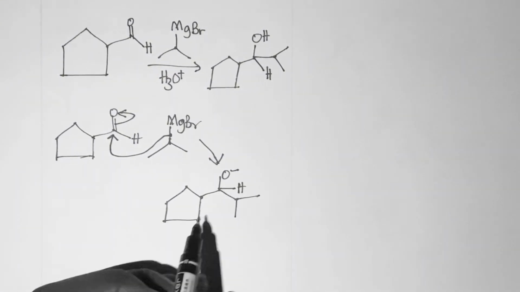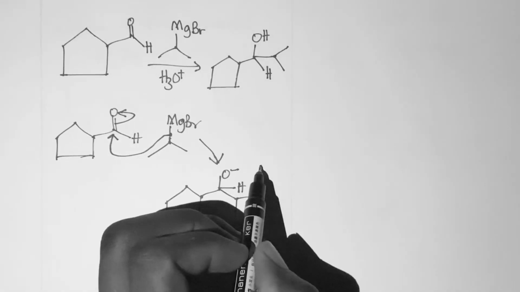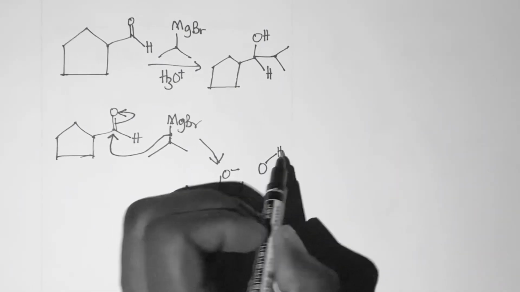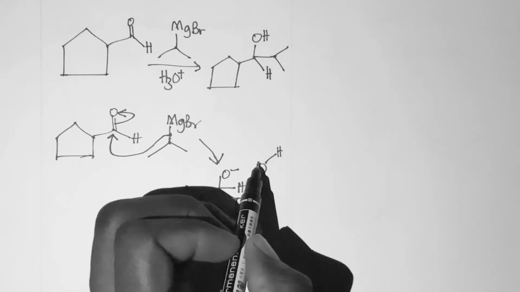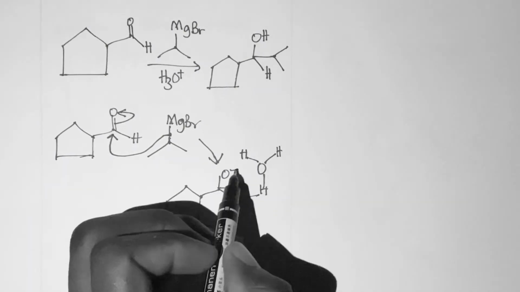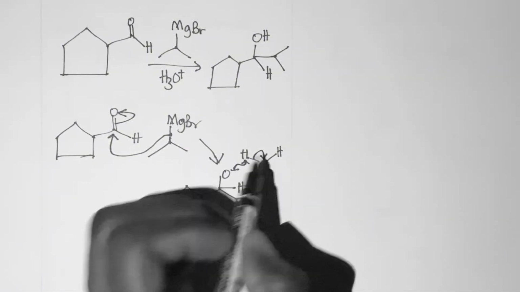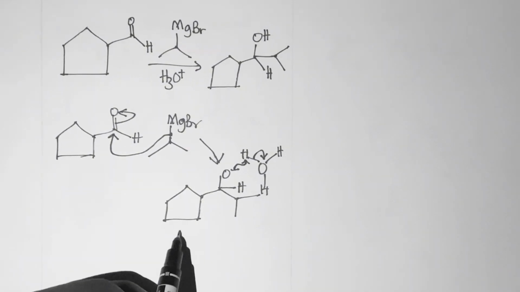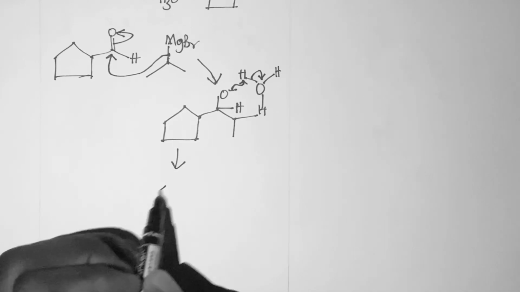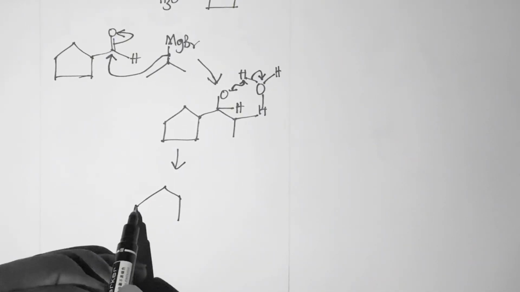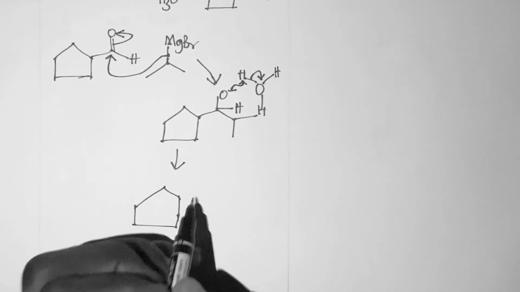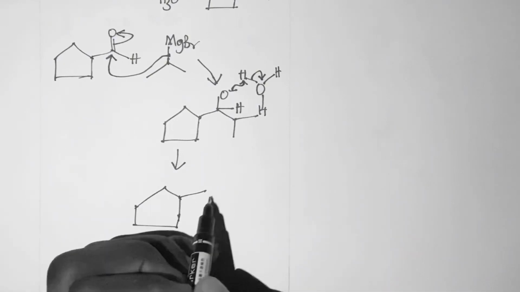Then remember that we have H3O plus in solution. So this is our hydronium ion. So what will happen is that this nucleophile will pick one of the protons, causing those electrons to be moved to the oxygen. So in the next step, we are going to form our final product, which is this product.